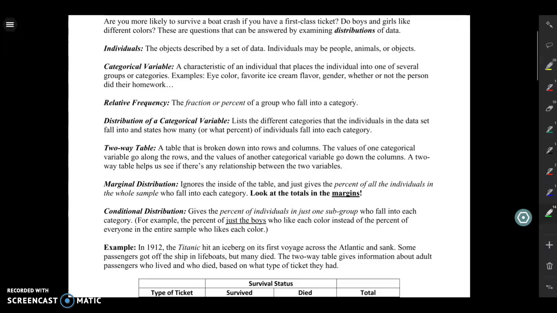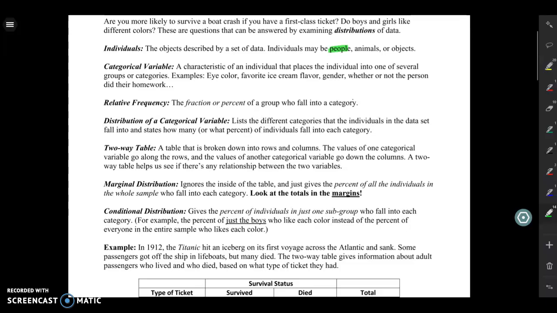So we're looking at two things. We're going to look at, is the person that we're asking the question to an adult or a kid? And then what is their favorite color? First vocab word, individuals. The individuals are the objects described by a set of data. In this case, our individuals are people, and oftentimes they are going to be people. They can also be animals or objects, or really anything else that you can gather data from.